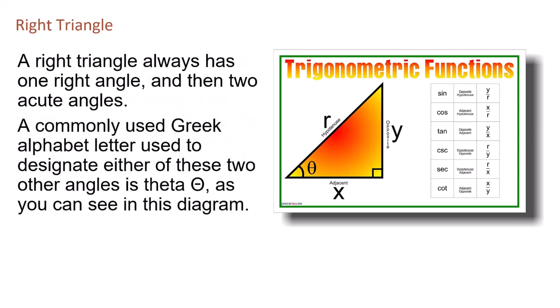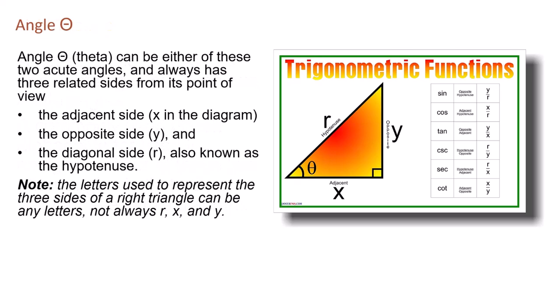A right triangle always has one right angle and then two acute angles. A commonly used Greek alphabet letter used to designate either of these two other angles is theta, as you can see in this diagram. Angle theta can be either of these two acute angles and always has three related sides from its point of view: the adjacent side, x in the diagram, the opposite side, y, and the diagonal side, r, also known as the hypotenuse.